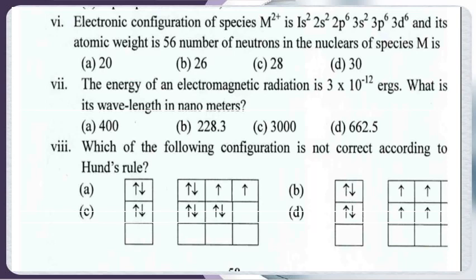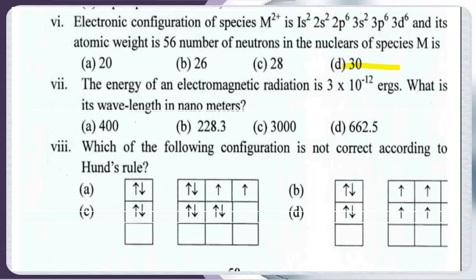Right. As you know, the number of protons and the number of electrons is equal in a neutral atom. Here it is an ion, and it is carrying 2+ charge. So it means 2 electrons are less. Add these 2 electrons also into this configuration. It will come out as 26. So subtract this number from 56. We will get the number of neutrons. It is 30.